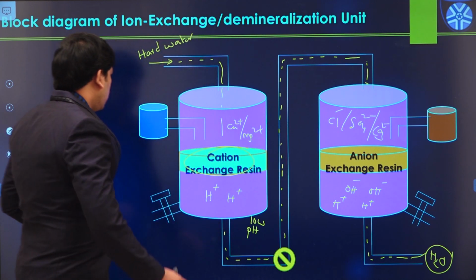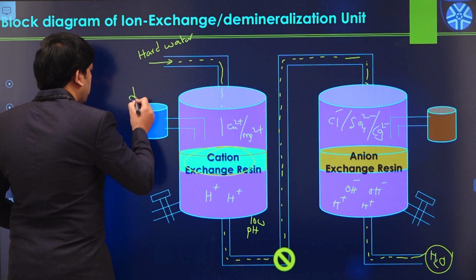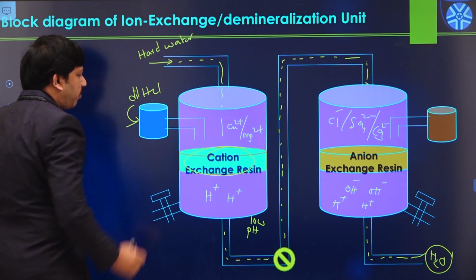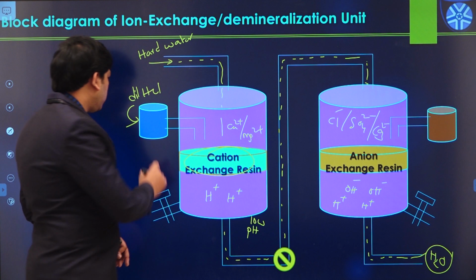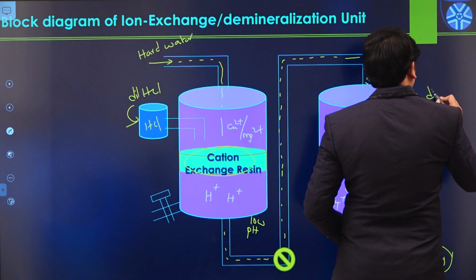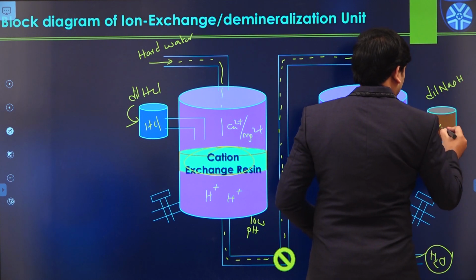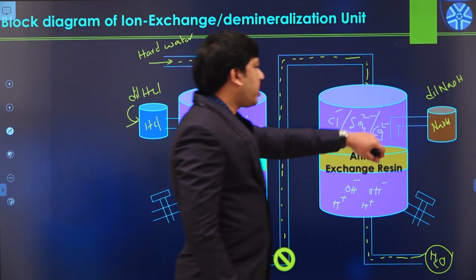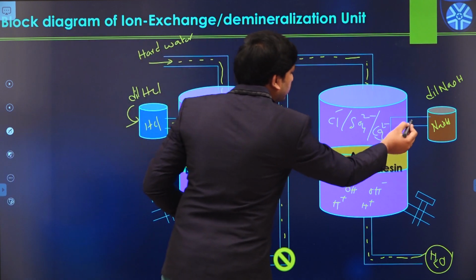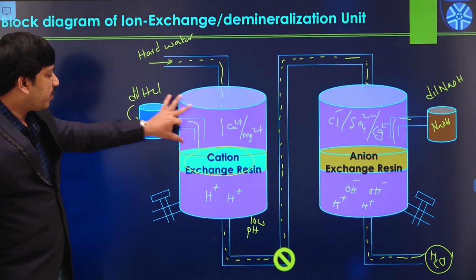By using dilute sodium hydroxide solution. So this is the dilute HCl tank, the regenerating agent for the cation exchange resin. And this is the dilute sodium hydroxide base solution. By using this solution, we have to send it simultaneously from this side also. So by using dilute HCl, we can do the regeneration process.